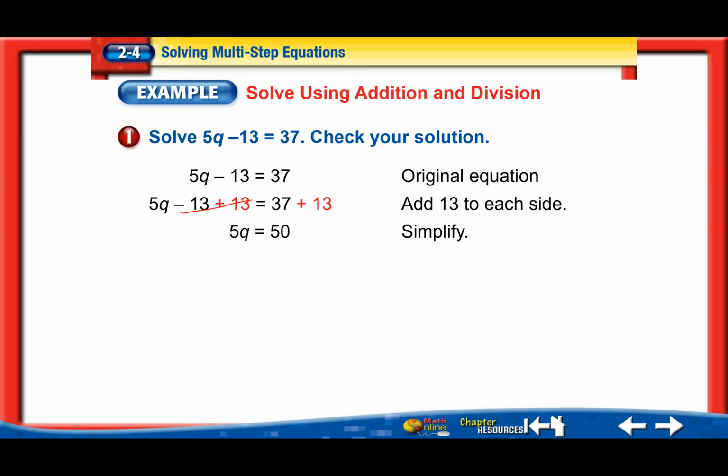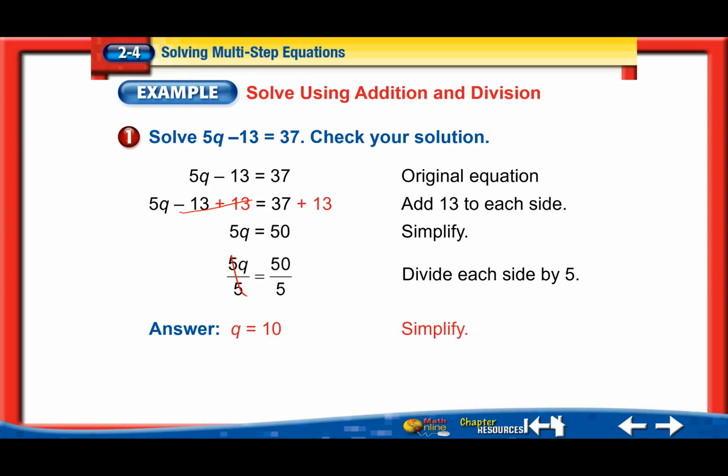Bring down my 5q. 5q, we're going to divide both sides by 5. These will cancel. Q equals 10 after you punch that into your calculator, or do it in your head. I prefer that.